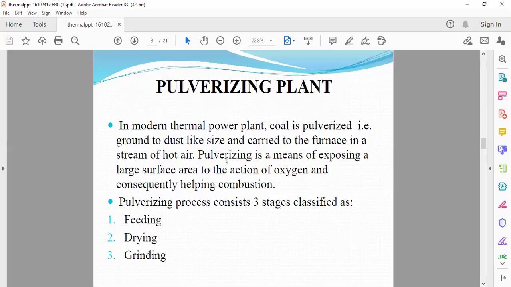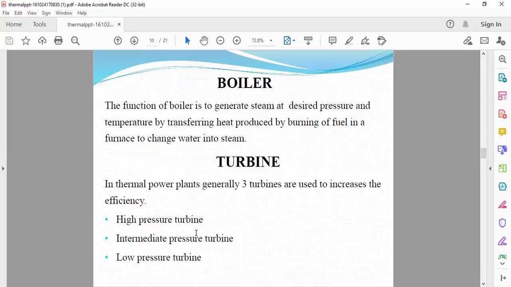the coal. Pulverizing means exposing a large surface area to the action of oxygen and consequently helping combustion. So we get help in the combustion, where the coal is burnt. The pulverizing process consists of three stages, that is feeding, drying and grinding. These are the three stages in the pulverizing plant.